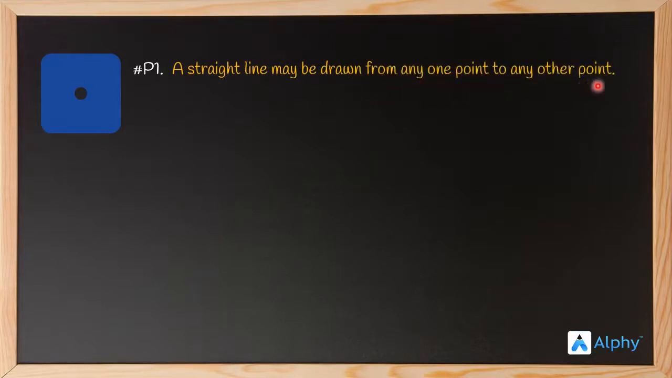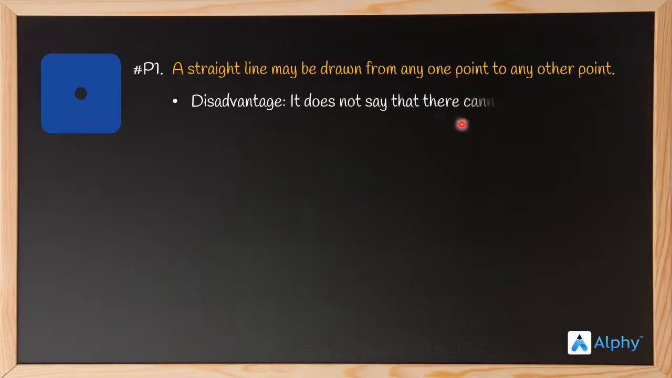So let's see the first postulate that Euclid had given. He stated that a straight line may be drawn from any one point to any other point. Alright? Now, at the time when he had given this statement, there was a huge disadvantage. This postulate does not say that there cannot be more than one such line. It simply means that this postulate did not tell us how many lines can pass between two given points.